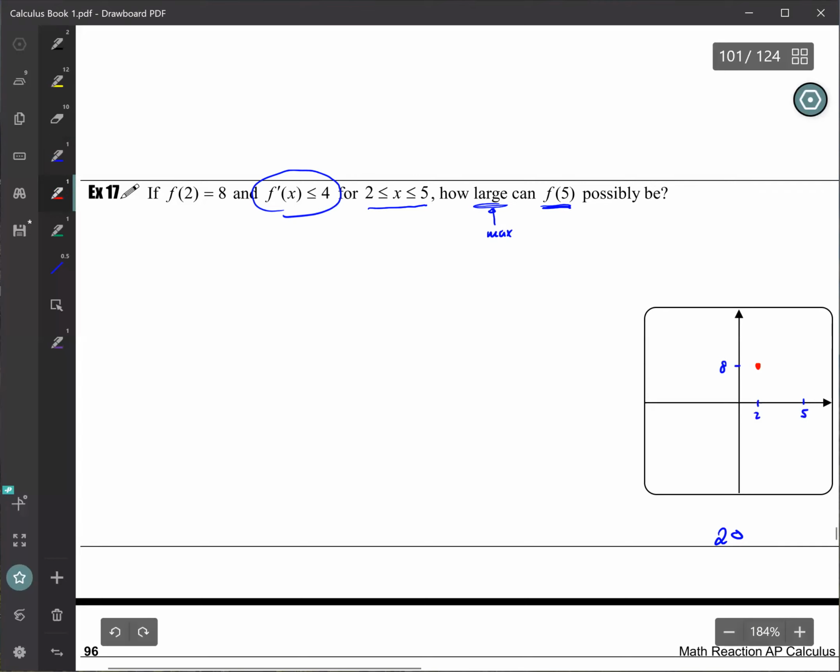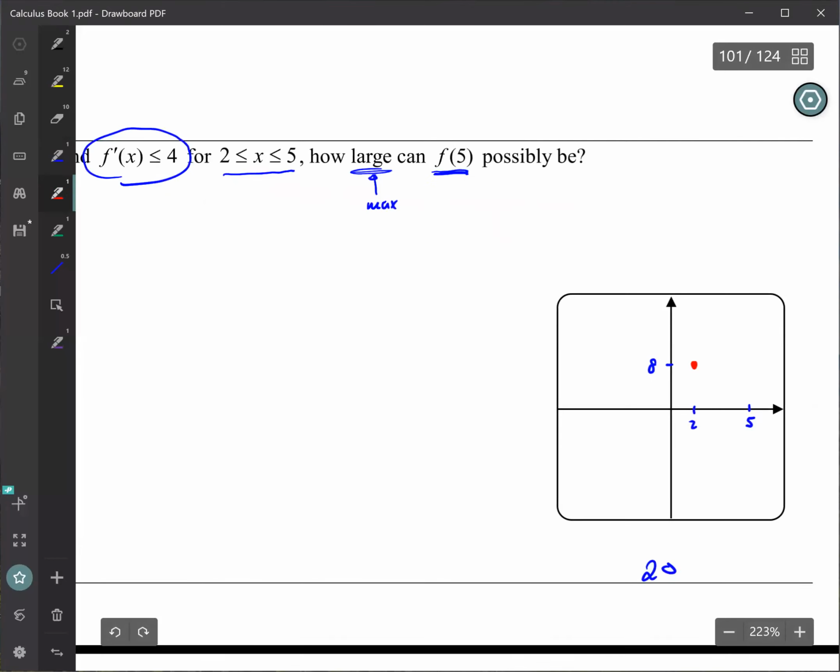So it says the slope has to keep it under 4. So let's say I have a point, let's say here, I just make a random dot. Now the curve can go any way it wants, right? It could go like that, it could go like that. But because of the mean value theorem, I can find the slope between 2 and 5. Then I know for sure somewhere in the middle you could have a slope that is the same as the green one.